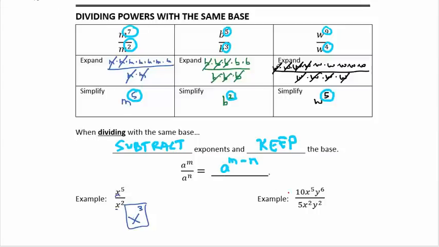On the second example here, I'm going to do the parts together just like I did with the multiplication. 10 divided by 5 is 2. I have x to the 5th over x to the 2nd. Since the base is x, since I'm dividing, I subtract. I get x to the 3rd. Then I have y to the 6th over y to the 2nd. My base is y. Since I'm dividing, I subtract and get a 4. And there is the simplified version.